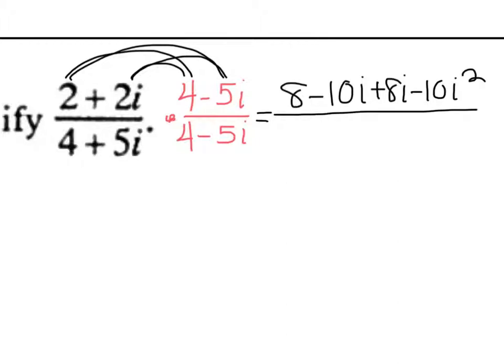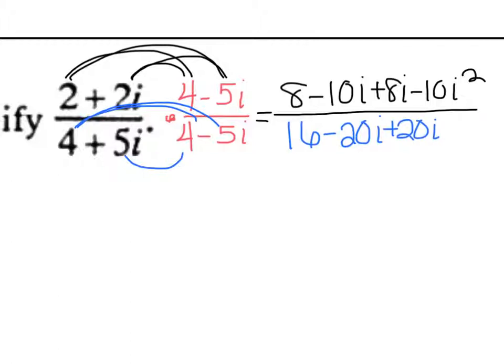Moving on to the denominator, I have 4 times 4, which is 16. 4 times negative 5i is negative 20i. Then I have 5i times 4, which is a positive 20i. And last but not least, 5i times negative 5i starts off as minus 25i squared. So now let's look at what we can do to start simplifying. I know that the i squareds, I can replace them with, once again, negative 1.